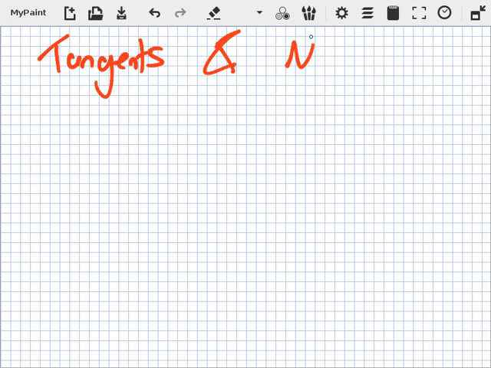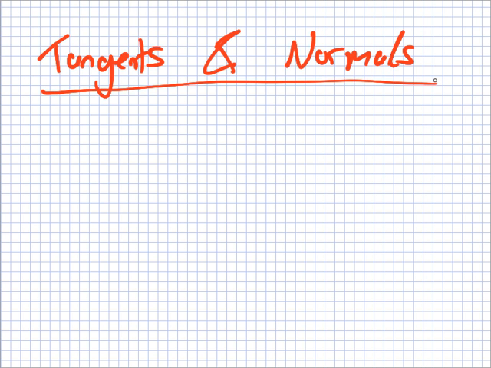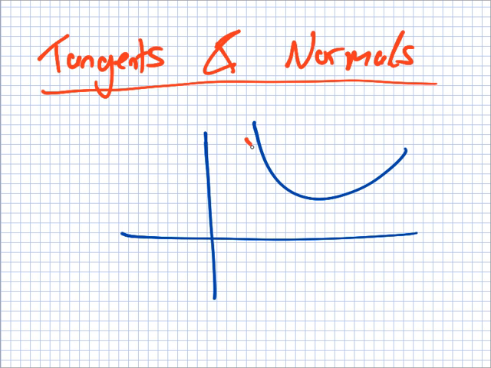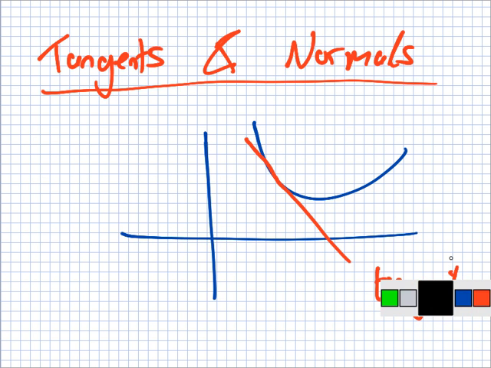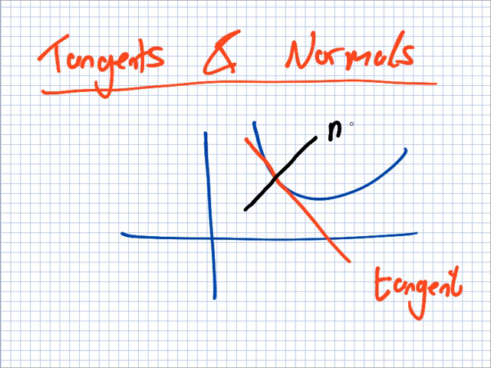Tangents and normals. Now, these are things we already know about because we've done them in coordinate geometry. We've talked about tangent lines, and maybe we've not talked about normals. I don't remember. I don't think we have, have we? No, okay. So here's an example of a tangent line. We call this a tangent line. And would anybody know what the normal is? It's perpendicular to it. So in this picture here, this would be where the normal is.